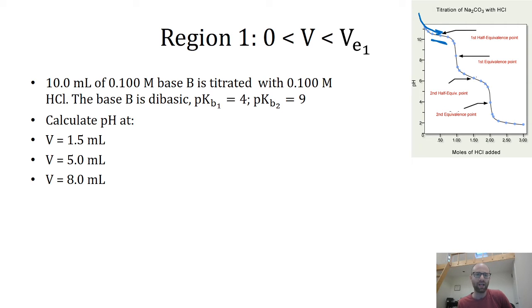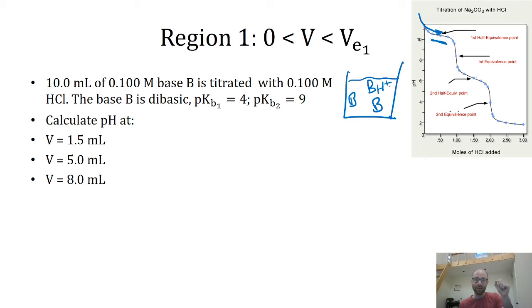So in region 1, we've got any volume in between 0 and the first equivalence. The solution is going to have some B and some BH+. There are 2 ways we can describe this solution. Obviously, it is governed by the Kb1 equilibrium, but I have a real problem with using the Henderson-Hasselbalch equation with pOH and pKb. It just serves to confuse me. Yes, you can do it: everything's flipped, pOH equals pKb1 plus log of acid over base instead of base over acid.